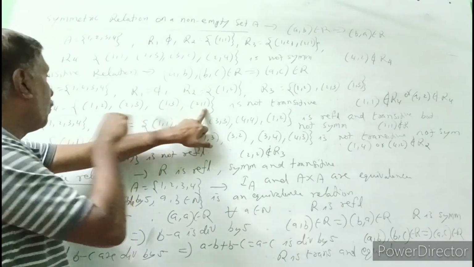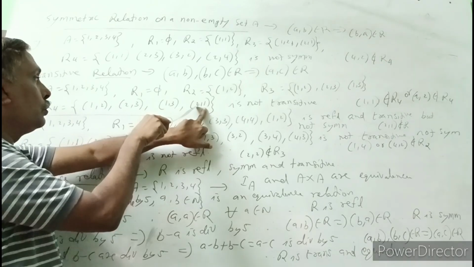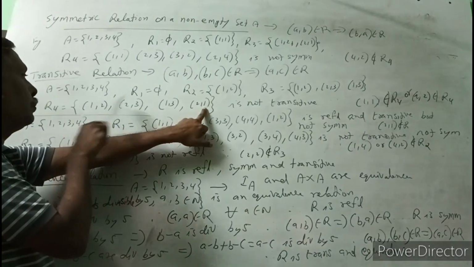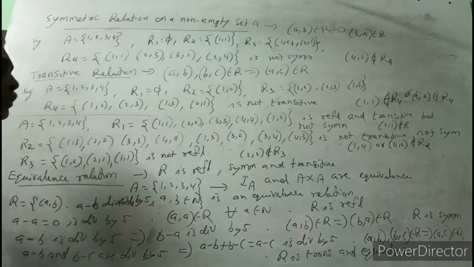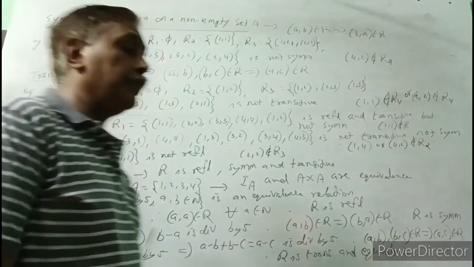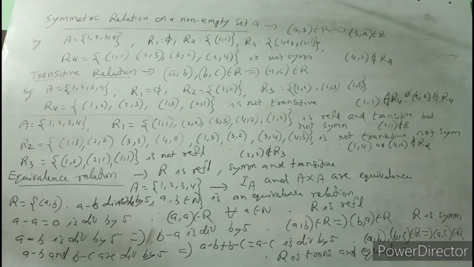(2, 1) followed by (1, 2), so 2 is related to 1, and 1 is related to 2, so 2 must be related to 2. That is also not there, so we can say it is not transitive.